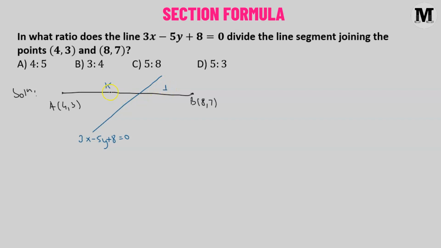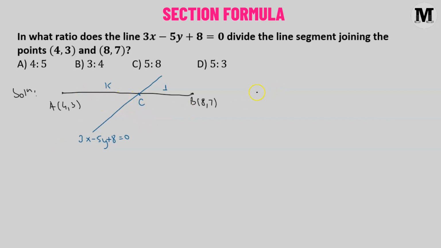So we have to obtain the value of k, and that is going to help us find out in which ratio it is dividing the line segment. So let's say this line is actually intersecting the line AB at point C. Now clearly we can apply the section formula to obtain the coordinates of point C, and we can observe here that C is internally dividing the line segment AB.